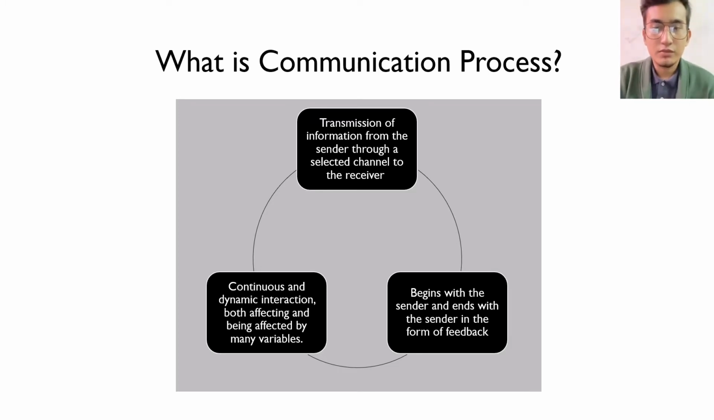So the process of communication is a cyclic one as it begins with the sender and ends with the sender in the form of feedback. It takes place upward, downward, and laterally throughout the organization. So the process of communication's success must be a continuous and dynamic interaction, both affecting and being affected by many variables. The communication process consists of certain steps where each step constitutes an essential part of effective communication.